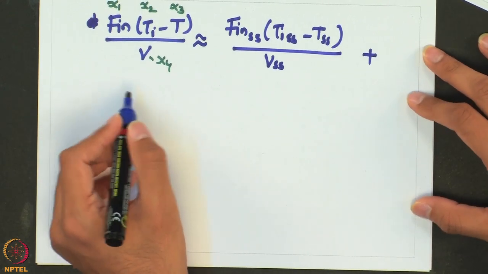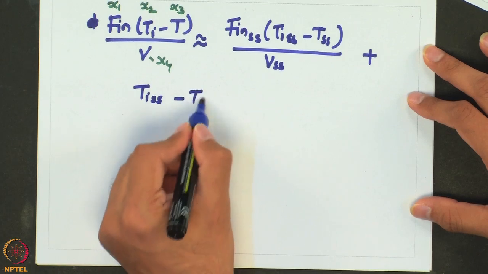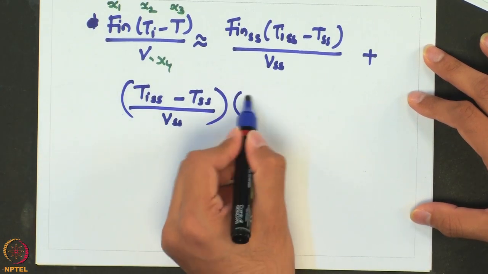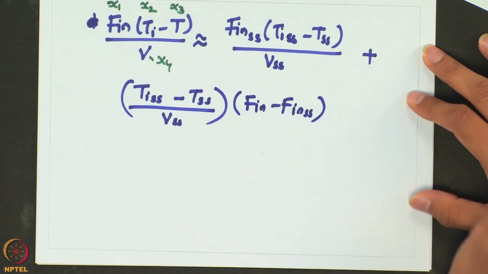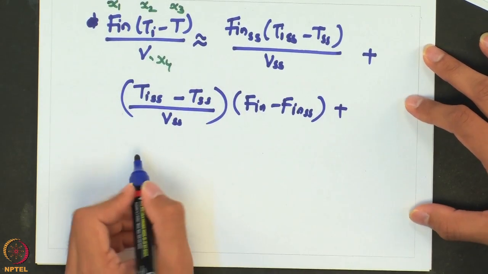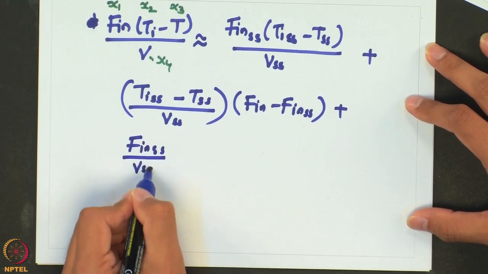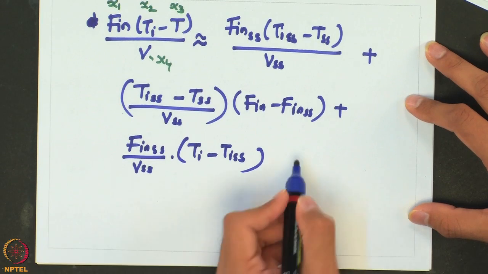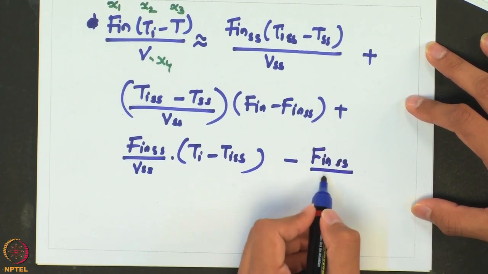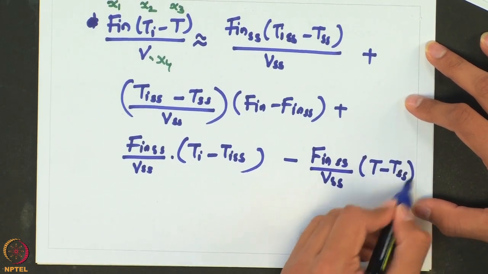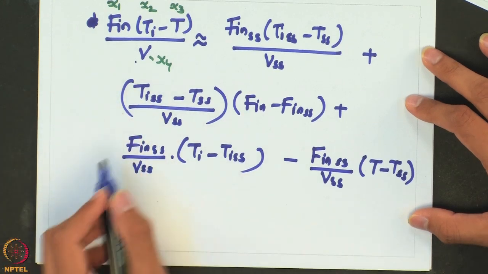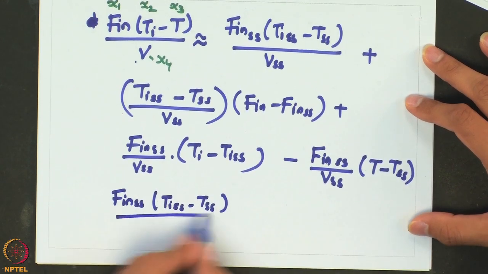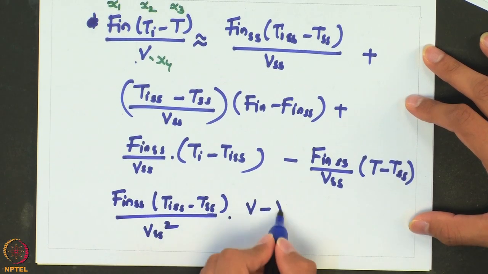First, we will write in terms of F_in. So we will get (T_i,ss minus T_ss) over V_ss. This is the derivative with respect to F_in, multiplied by F_in minus F_in,ss. The second term is for T_i: F_in,ss over V_ss times T_i minus T_i,ss. The third term is with respect to T: minus F_in,ss over V_ss times T minus T_ss. The last term is with respect to the volume: minus F_in,ss (T_i,ss minus T_ss) over V_ss squared times V minus V_ss.